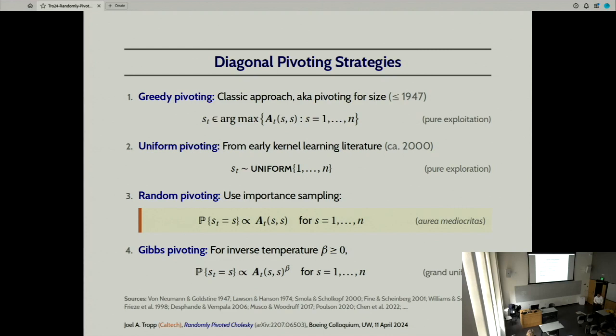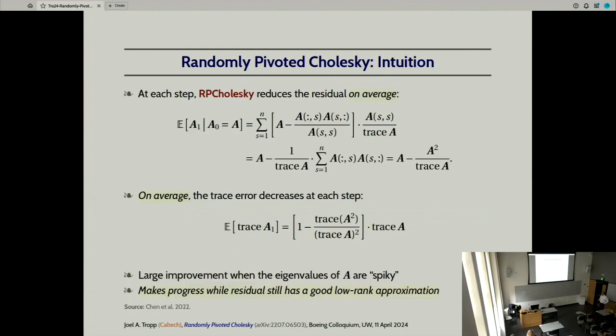Part of what's interesting, which I'm not going to prove to you, is that greedy pivoting and uniform pivoting actually fail catastrophically for some examples, whereas somehow this intermediate temperature allows you to prove theorems in addition to working in practice. Okay, so let me give you some intuition about why this is a sensible thing to do. So, what's the intuition behind this algorithm?